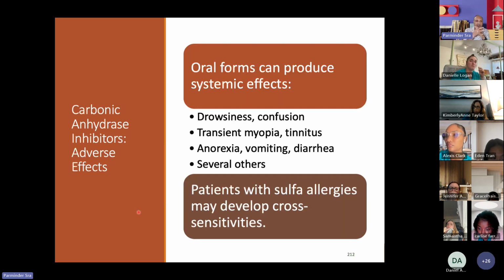Adverse effects, same. I'm not worried about anything unusual. Same localized effects, if they're burning, stinging, that kind of stuff, or maybe temporary blurry vision for a few minutes, which can happen with any. I'm not worried much about it.